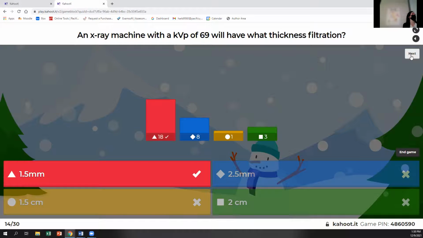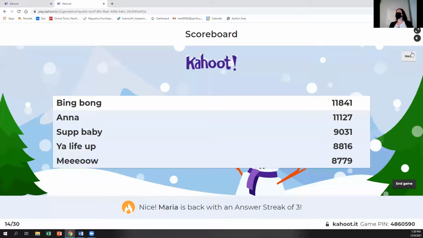So ours are all, well, actually two of our machines now are higher than the other ones. So we might have two different filters. So 69 and lower is 1.5. Anything 70 and above is 2.5.